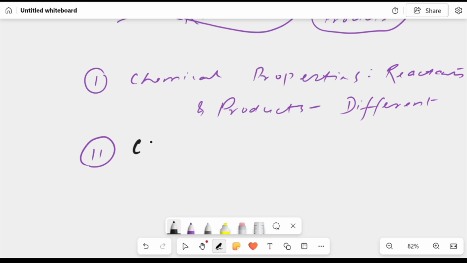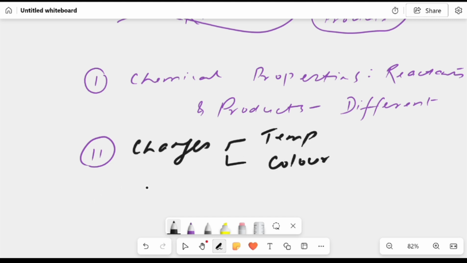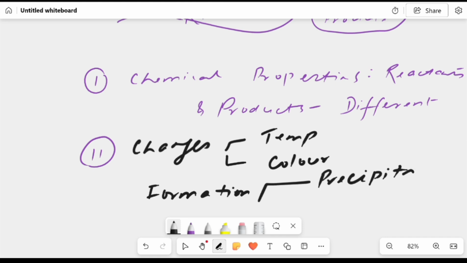There are certain changes. We find a change in temperature, or a change of color, or there can be certain formations, formation of a precipitate, a solid substance left out, or there can be formation of gas. So there are certain things that happen in a chemical reaction.